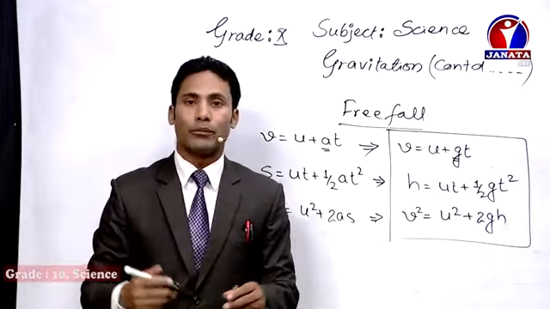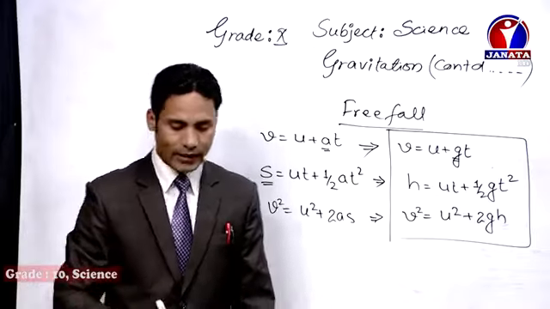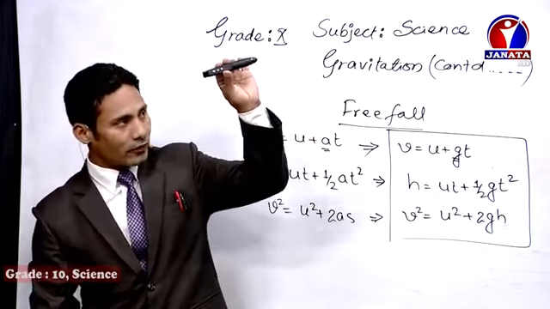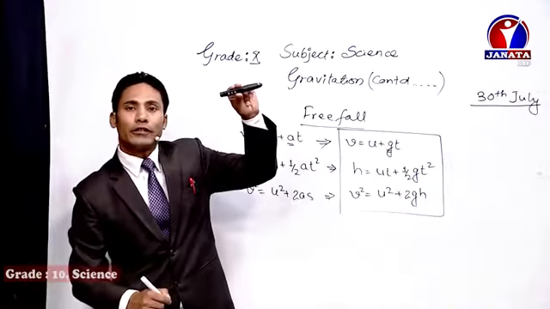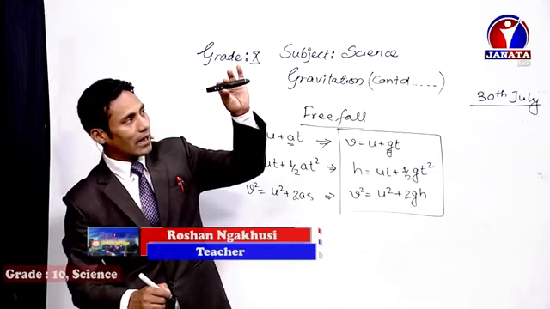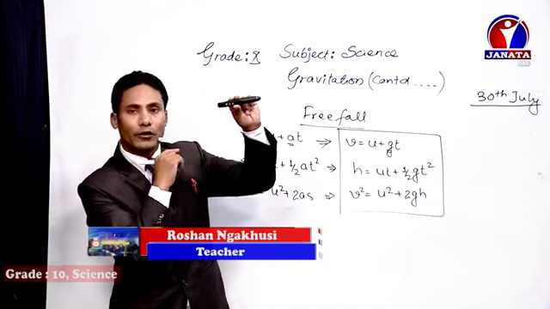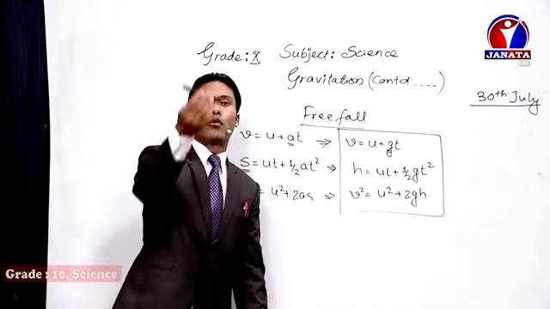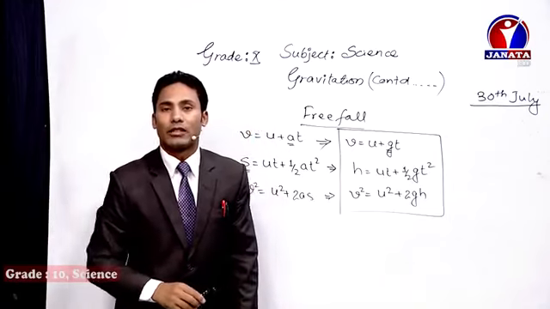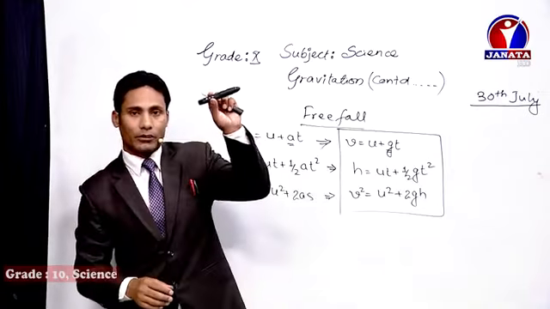And you need to know some points while calculating for a freely falling object. The first one: whenever the object is falling freely from a certain height, the initial velocity is 0. When the object is falling from a certain height, in this state the object is at rest. That's why the initial velocity is 0. And when we throw the object vertically upward, then at a certain height the object will be at rest. That's why the final velocity will be 0.